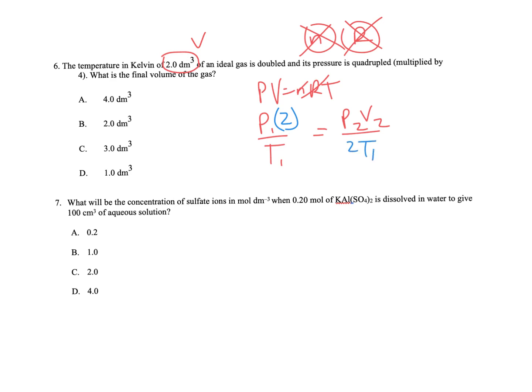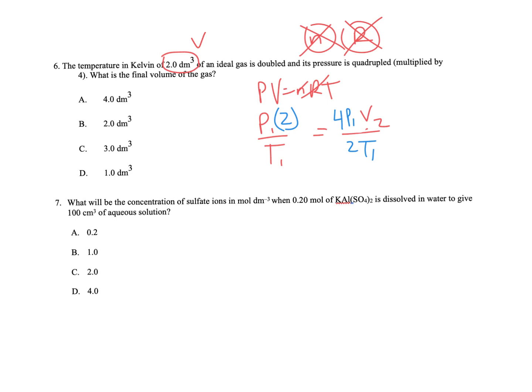And we know that the pressure is quadrupled. So we know that P2 is equal to 4 times P1. So we can put that in there. 4 times P1. Okay. Then things can cancel here, and we can rearrange to find V2.